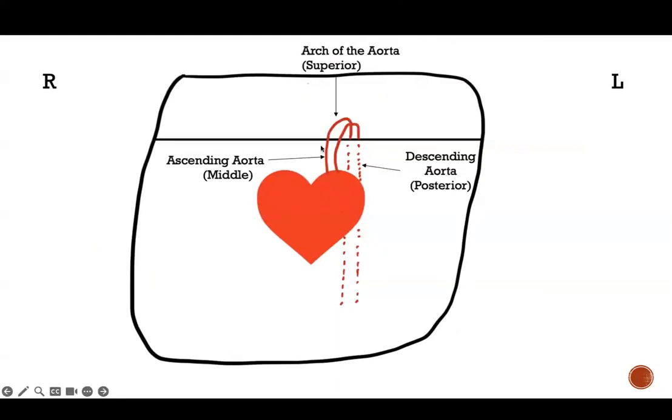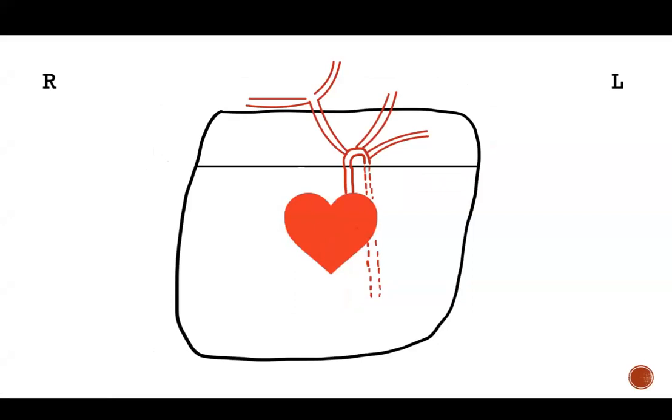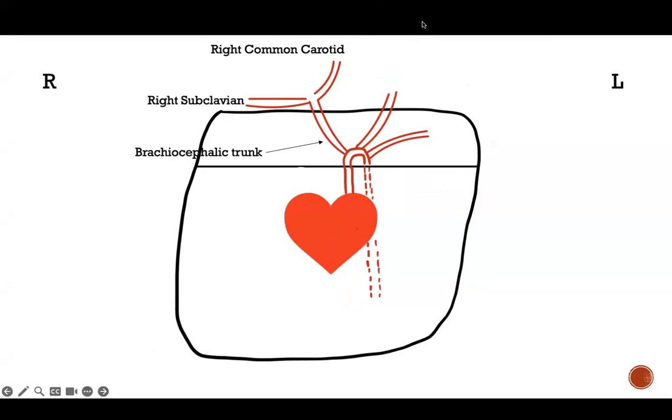Now let's talk about the branches of the aorta. We have three branches, as you all know. The brachiocephalic trunk, and the name is so easy. Brachio means arm, cephalic means head, so it's the artery that supplies the arm and the head. It splits into the right common carotid, which supplies the head, and the right subclavian, which supplies the arm. The name subclavian is because it's the artery that runs under the clavicle.